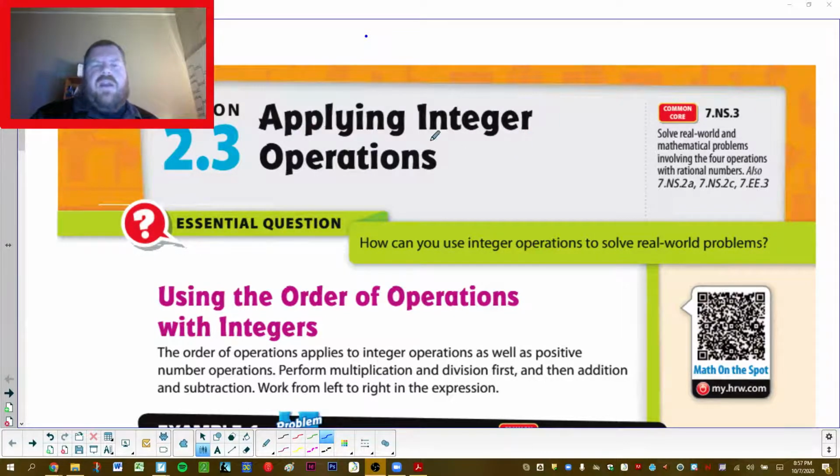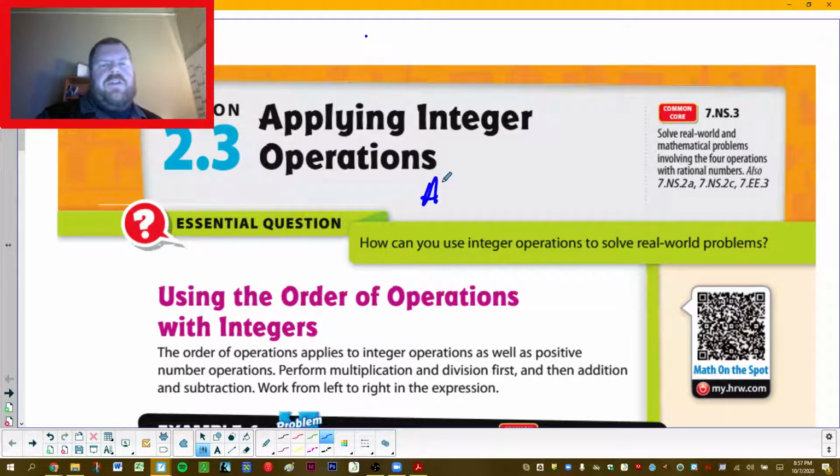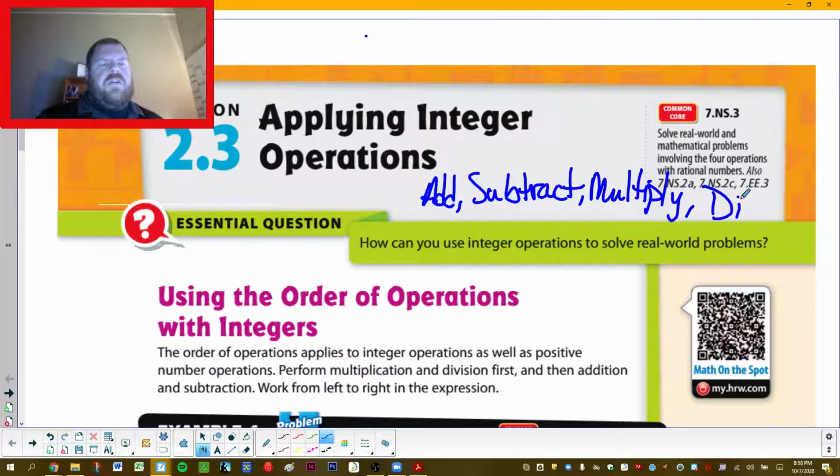Today we're talking about applying integer operations. So we want to look at all the things that we've done with integer operations. That means we're combining everything from addition, subtraction, multiplication, and division. So we're using everything today. And when you use everything, it's good to talk about how do I use everything? Not just, all right, here we go, throw me off the deep end.